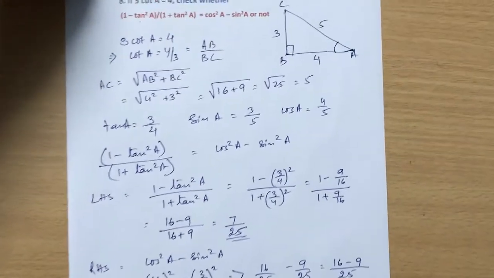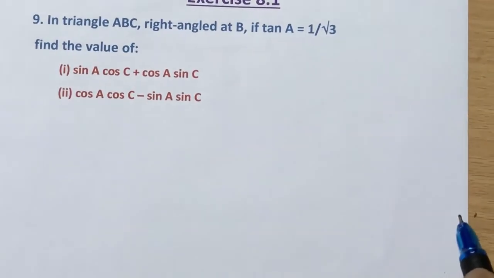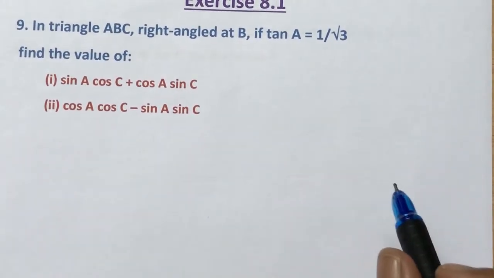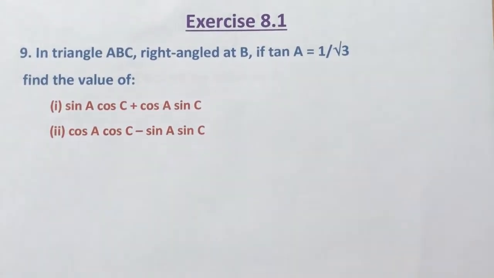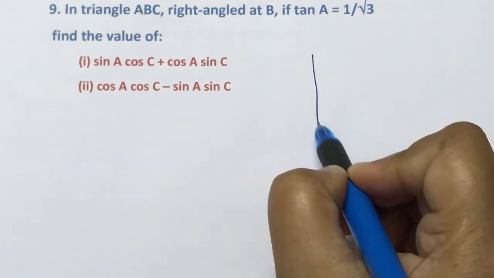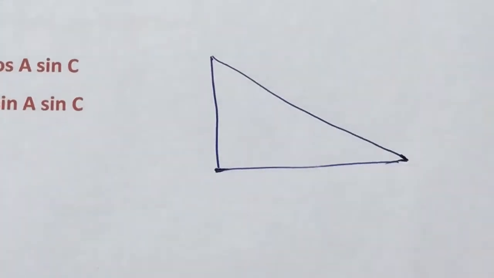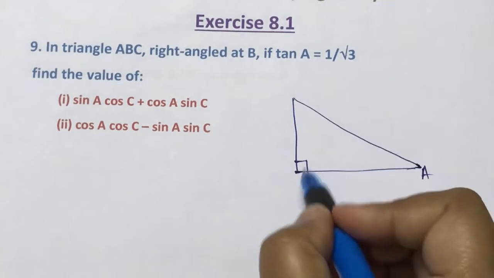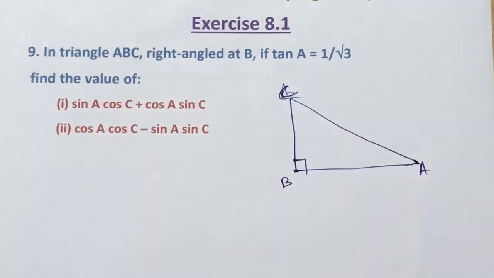Fine? Okay. Now let us go to question number 9. In triangle ABC, which is right angled at B, if tan A is equal to 1 by root 3, find the value of this. Again, draw a right angle triangle. Okay, and it is right angled at B, so I name it as B. This is A, B, and this is C.